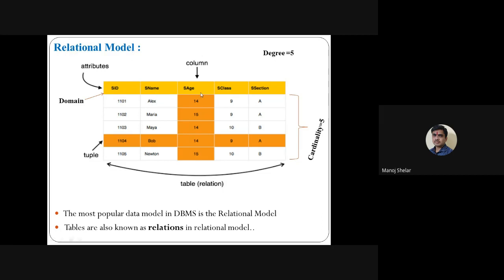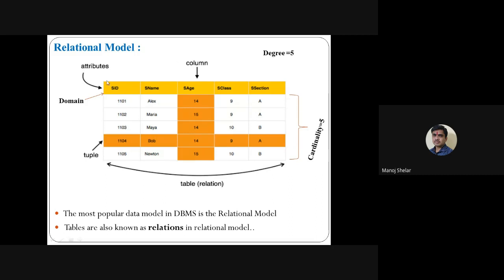SID, SName, SAge, SClass, and SSection are the attributes. Okay. So here each of these is a domain. SID is one domain, SName is one domain, SAge is one domain, SClass is one domain, SSection is one domain. And in this relation, suppose there are 1, 2, 3, 4, 5 tuples. So 1104 is one tuple, 1105 is one tuple, 1103 is one tuple, 1102 is a tuple, 1101 is a tuple. So 5 tuples are available in my relation.